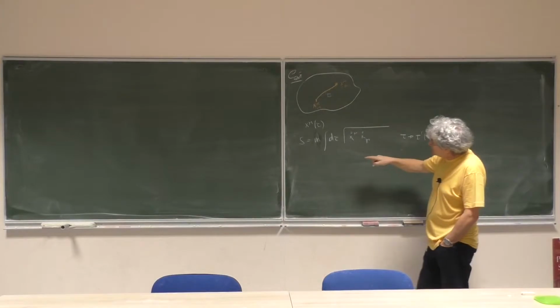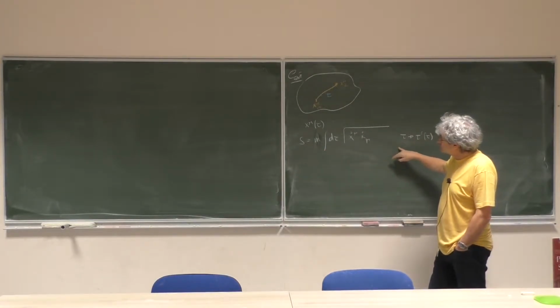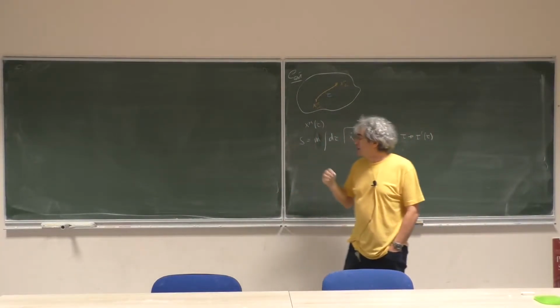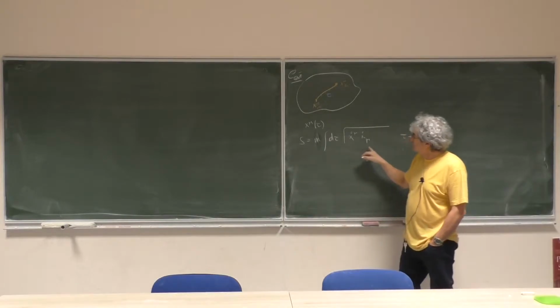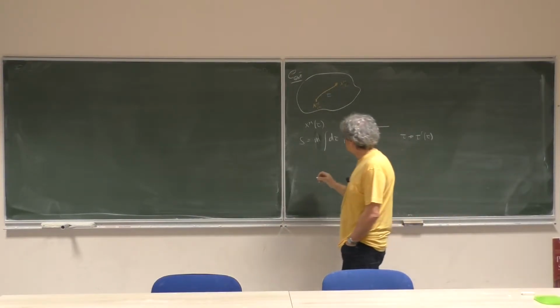Now, if I start from this action and do the Hamiltonian treatment of the theory, doing a Legendre transform on this action here, what I discover is that the Hamiltonian is zero. This is an immediate calculation.